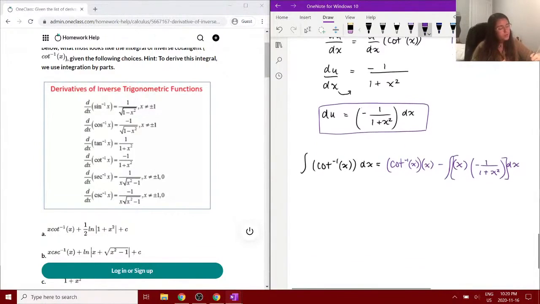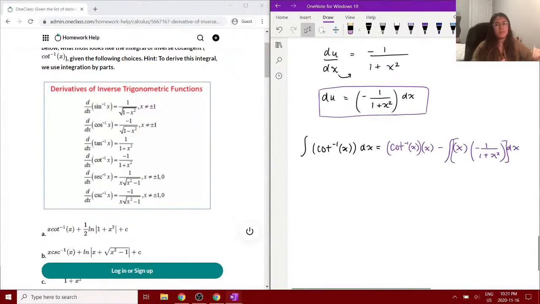Okay, so now we have our new IBP equation that we need to solve. I'm just moving the x over to the other side so we don't have to write it with brackets anymore. Okay, so first what I'm going to do is move out this minus sign so it becomes plus this integral.